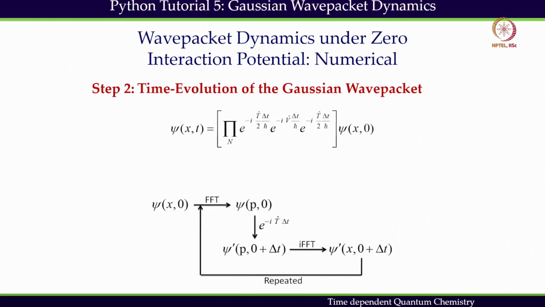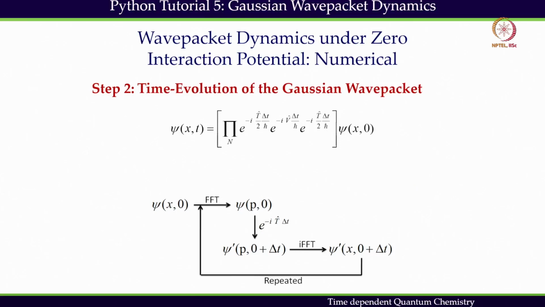Welcome back to Python tutorial 5 of the course Time Dependent Quantum Chemistry. We have gone over just how to normalize the initial wave function, and we'll proceed further to check how to now time propagate numerically. That's a very simple procedure we'll follow. The time propagation part will be done through the split operator approach.